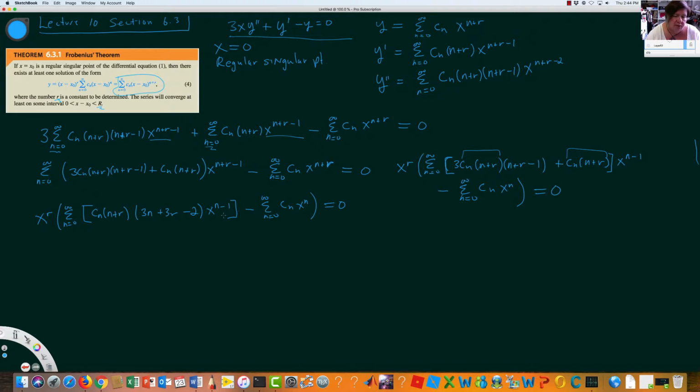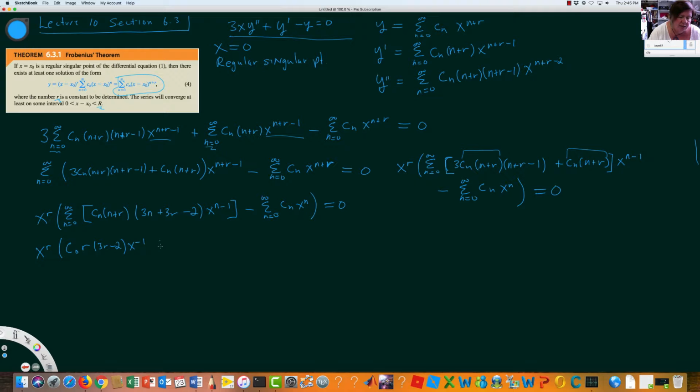Okay, not very useful, given that when n equals 0, I get x to the 0 here, right? I kind of like to have them both doing the same thing. So I'm going to take that first term, n equals 0, out of there. I'm going to take x to the r here, and then pull the first term out. So when n equals 0, I get c0 times r times 3r minus 2 times x to the minus 1, right?